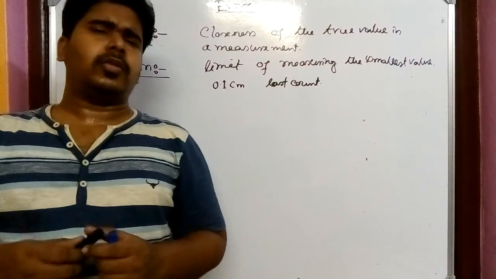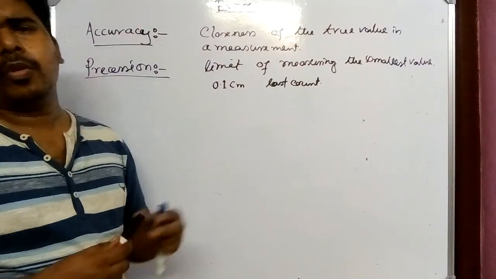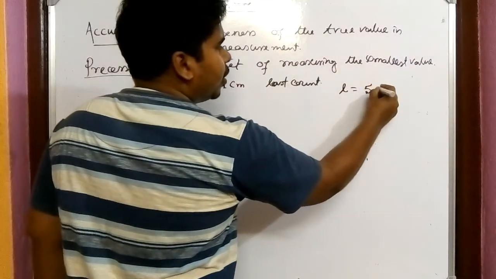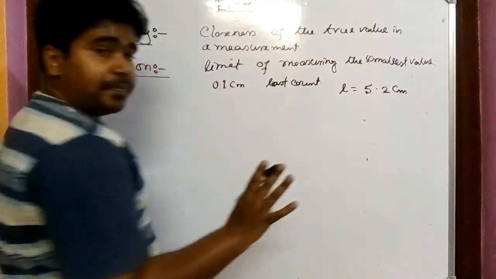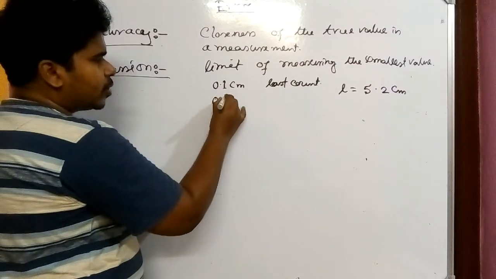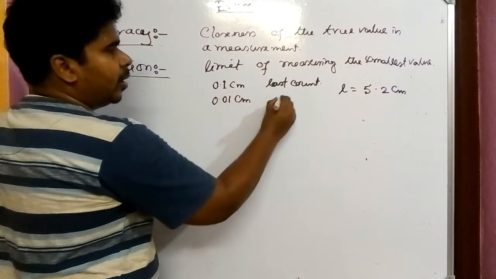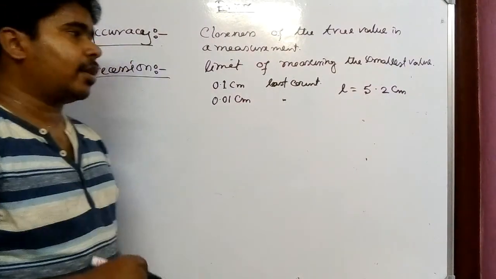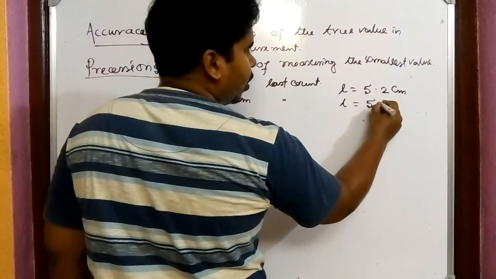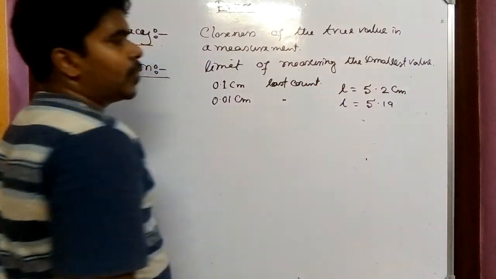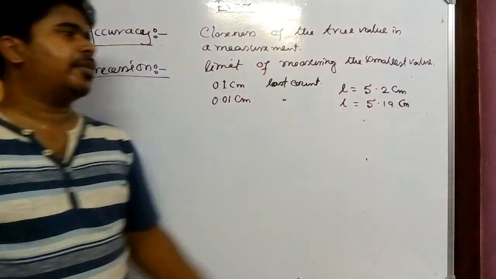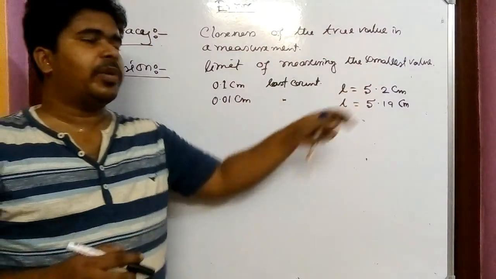Assume one scale is given to you whose least count is 0.1 centimeter, and by that you have measured a length of 5.2 centimeter. Another time, another scale is given whose least count is 0.01 centimeter, and when you measure, the value comes to 5.19. This value is more accurate compared to the previous value.